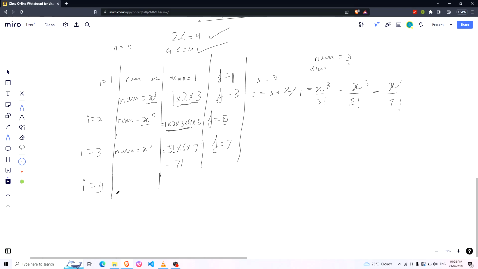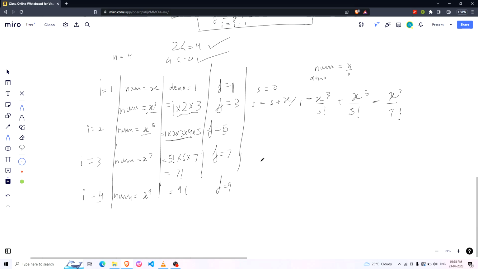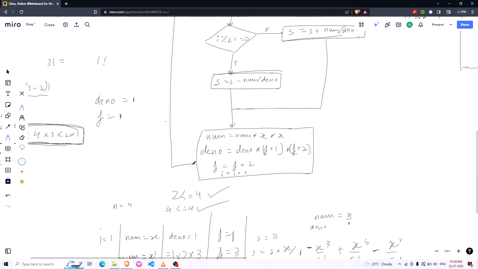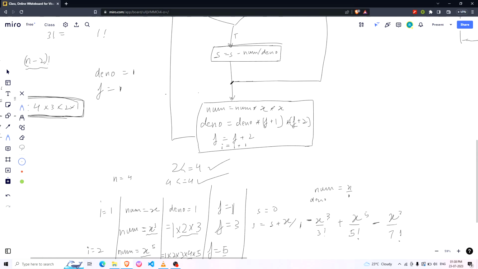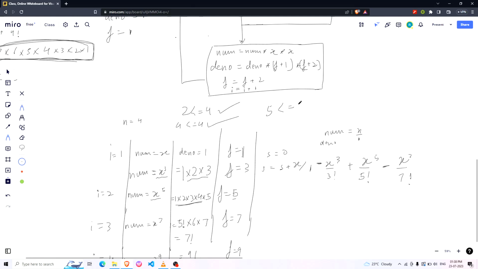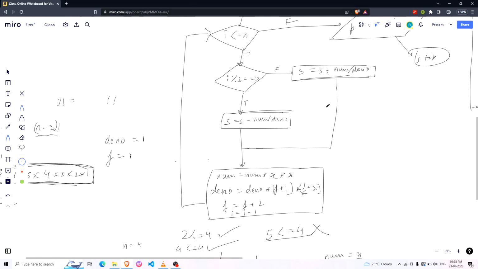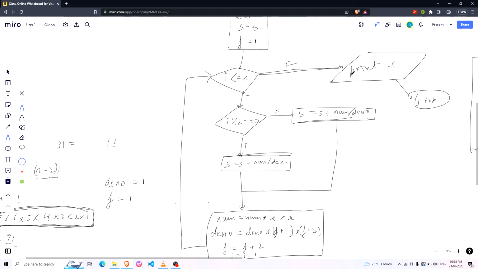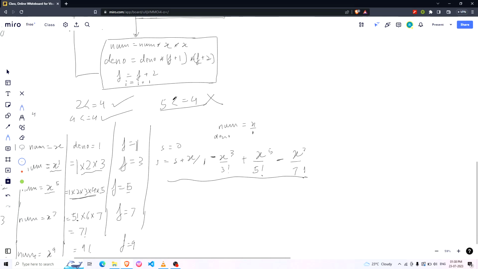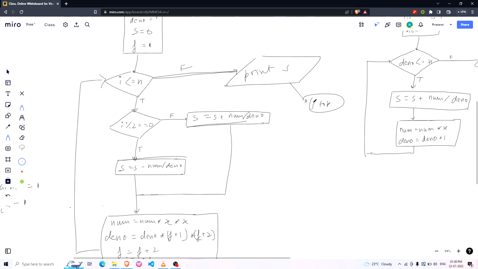After that, again we will update the value of numerator and denominator. X to the power 9 it will become, and this will become 9 factorial. F will become 9 and I will become 5. After updating the values, it will again come to the beginning of this loop and check whether I is less than equal to n. So whether 5 is less than equal to 4, this is false. So it will go outside the loop and print the value of s, which was the required series, right? So we have got our answer.